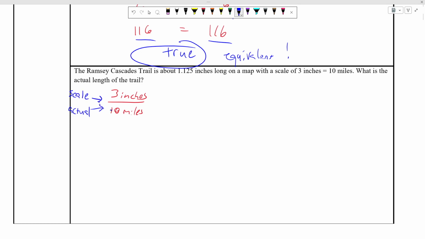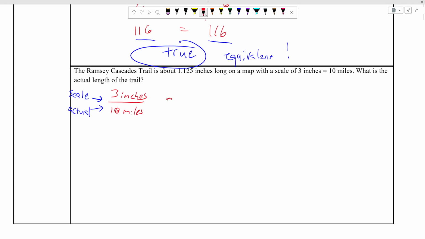This 3 inches, we can represent this on a piece of paper, 3 inches, and we can say that those 3 inches represent 10 miles. We can draw 3 inches on a piece of paper, on a map. We can work with 3 inches fairly conveniently as opposed to 10 whole miles. So I just want to point that out.